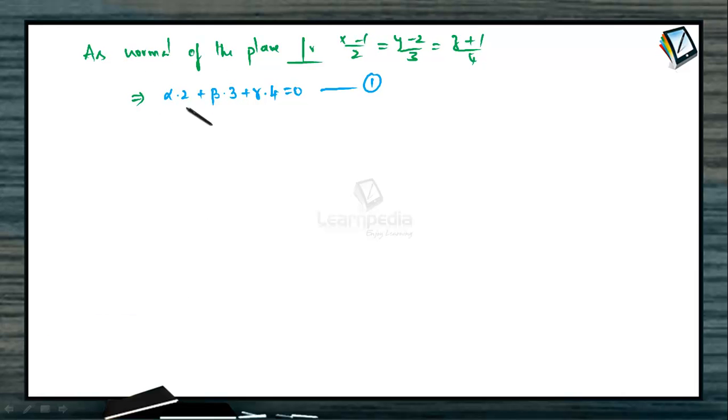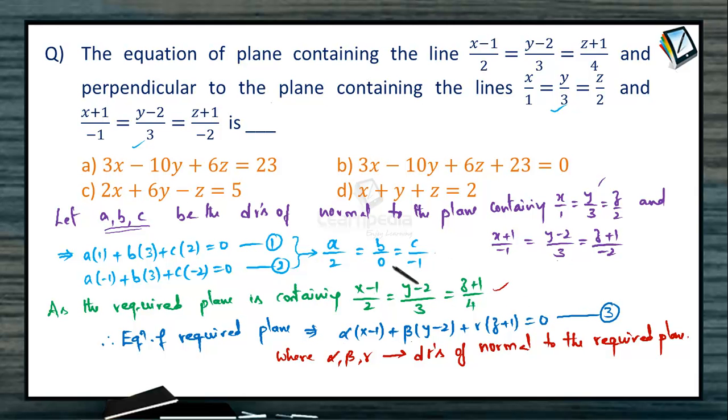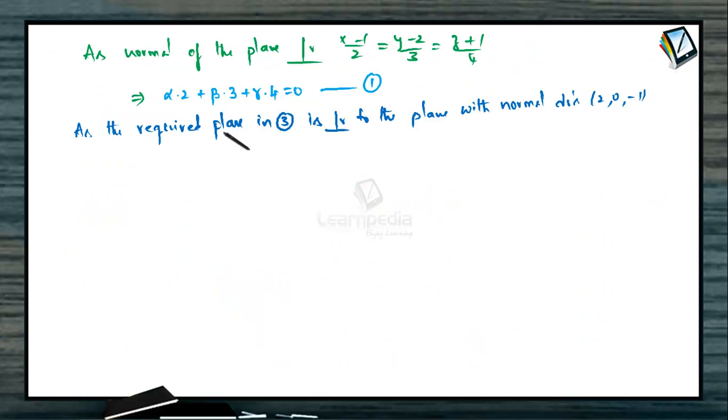Now in order to get the second equation for alpha, beta and gamma, let us use the condition that the required plane given by the third equation is perpendicular to the plane with normal drs 2, 0 and minus 1. That is the first plane, which is containing both the lines. Now when do we say this plane is perpendicular to the other plane? Yes, the normals should be mutually perpendicular. So alpha into 2 plus beta into 0 plus gamma into minus 1 is 0. This is another condition.